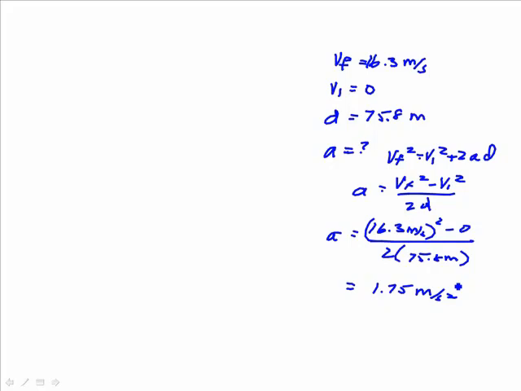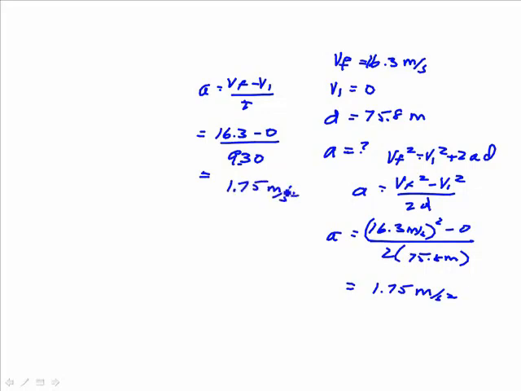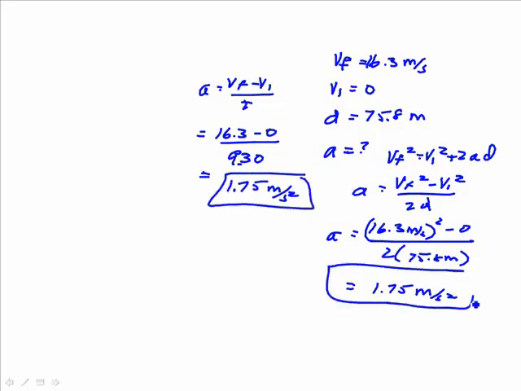So there's a number of different ways sometimes you can play. There may even be a third method that you could solve this one by, using A is equal to VF minus VI over T. Once you know what T is, you could go 16.3 minus 0 over the time, which was 9.3, so you get 16.3 divided by 9.3, and that gives you also 1.75. So lots of different ways sometimes to solve this. The fact that you get the same result no matter which way you go, in fact, verifies the process.